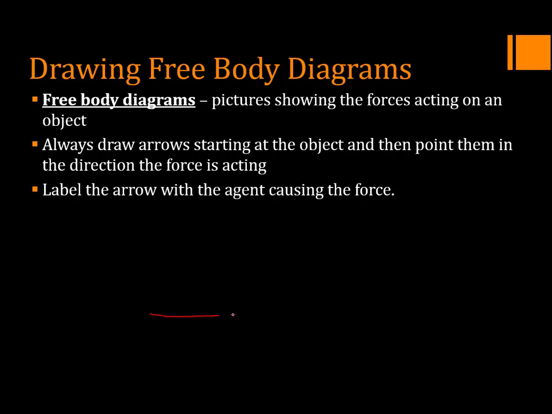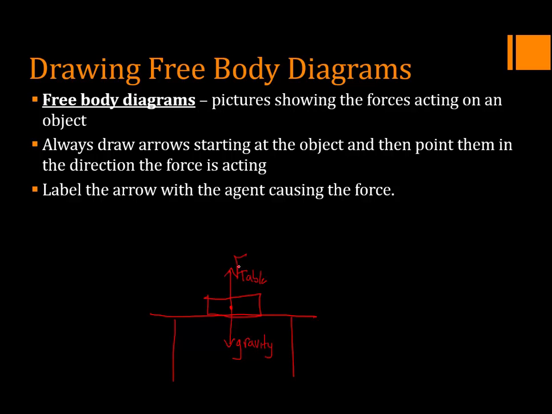So for instance, imagine I've got a book resting on a table. So here's my table, here's my book. Okay. We might think that there's no forces acting on it at all, except if we think about that for a little bit, we know that weight, the force due to gravity, is acting on it. So I draw that arrow starting on the book and pointing down. I have gravity. But that's not the only force acting on it. It's resting on the table, so the table is actually pushing back up on the book. So I draw that force and I say the table is exerting it.